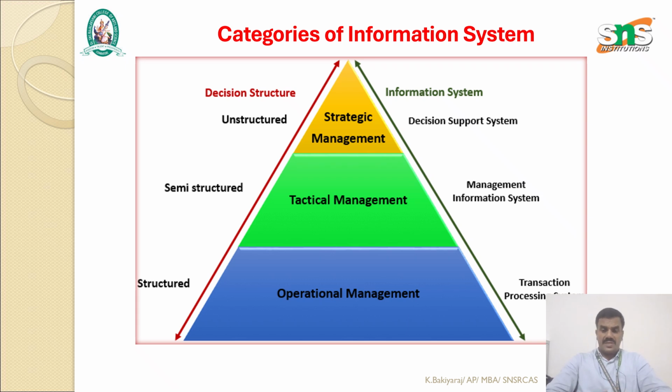For the structured, the work is allotted to the transaction processing system. The second one is the semi-structured, which is the management information system. The unstructured is handled by the decision support system. So basically categories of IS are classified into three formations: operational management, that is the transaction processing system; tactical management, that is the management information system; and the third one is strategic management, which is the decision support system.